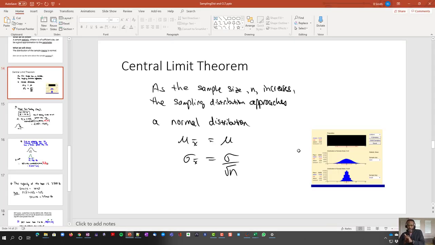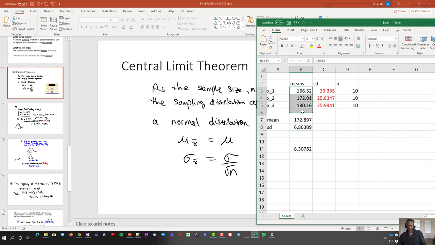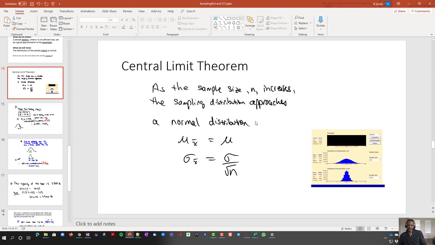So what the central limit theorem says is that as the sample size n increases, the sampling distribution, the distribution of all these samples, will also have a normal distribution, and they will have a mean equal to the population mean, and a standard deviation that, as the sample size gets larger, looks like the population standard deviation divided by the square root of n.